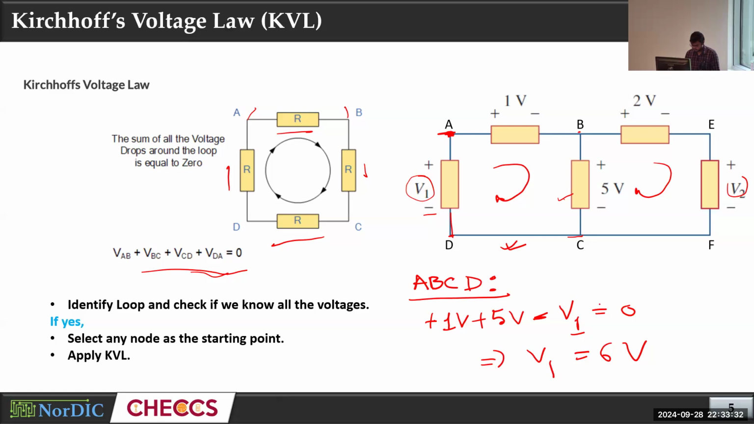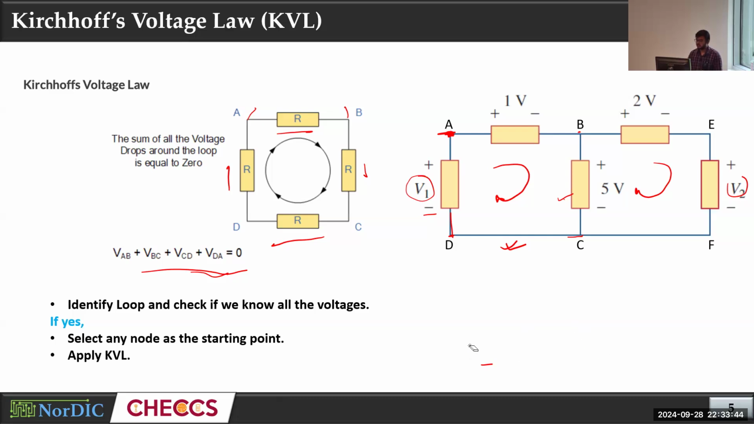Now let's do the same thing for the next loop, BECF. You can name the loop any way you want. You just have to follow these steps. Since we went in this direction for ABCD, let's follow the same direction, BEFC. But you have to do that serially. You cannot do BECF because there is no path from E to C. You have to go through F. So the loop will be BEFC.